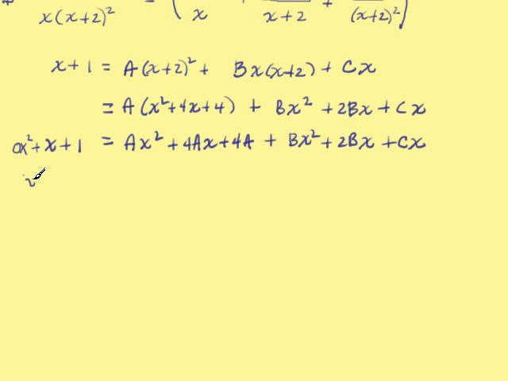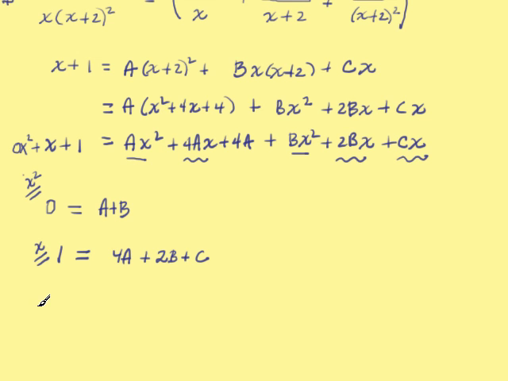Let's equate the coefficients of x squared. So on the left we have 0, and on the right we have, for the coefficient of x squared, a plus b. All right, now let's equate the coefficients of x. On the left we have a coefficient of 1, and on the right we have 4a plus 2b plus c. All right, and now we're left with the constant coefficients. On the left we have 1, and on the right we have 4a, just 4a.